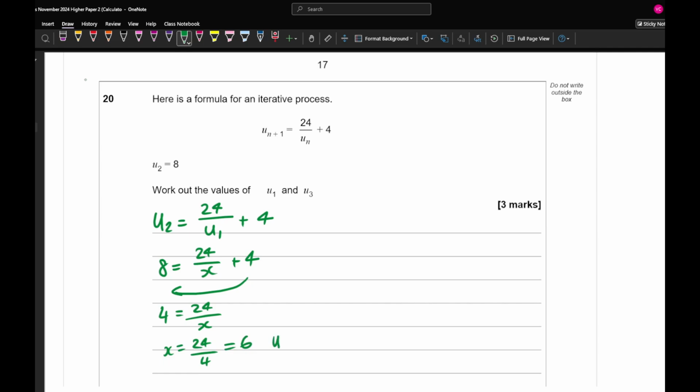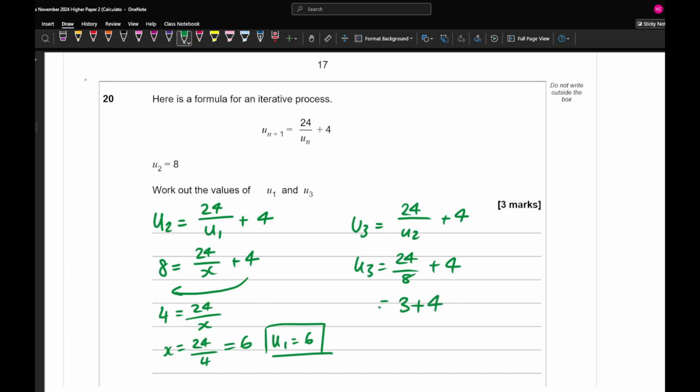So U1 equals 6. Then to work out U3, well, U3 is equal to 24 over U2 plus 4. And if U2 is 8, that's going to be 24 over 8 plus 4. 24 divided by 8 is 3, so that's going to be 3 plus 4. So U3 equals 7.